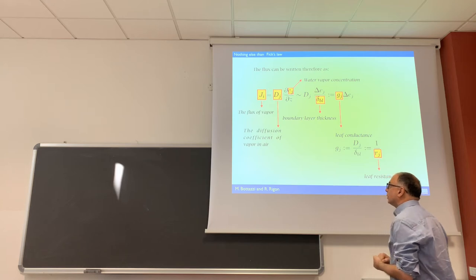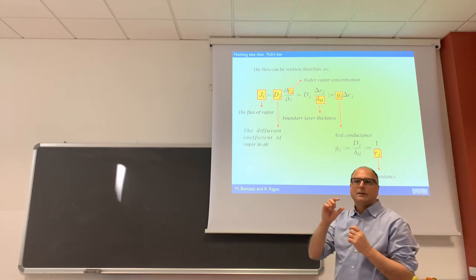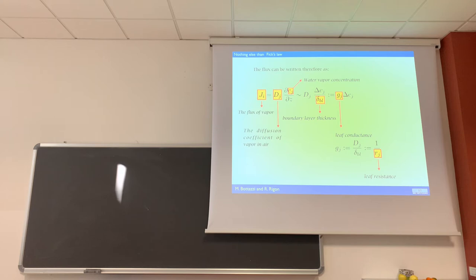And how is it usually treated? Usually the partial differential equation over the vertical is simplified by a difference equation, where the delta is the difference between the concentration on the surface of the leaves and the limit of the viscous layer, and instead of z you take the depth of the boundary layer, where the laminar flow is.